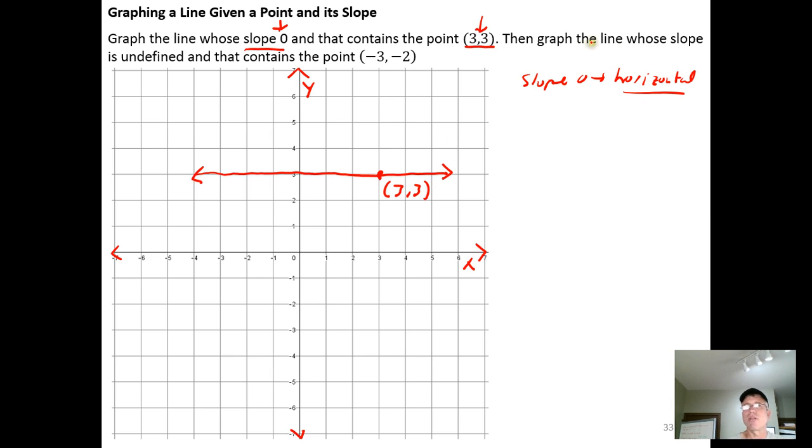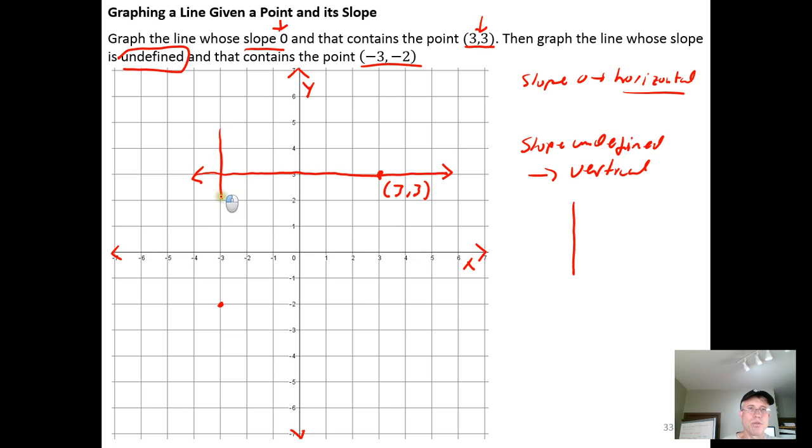Now I'm asked to graph the line whose slope is undefined, and that passes through the point -3, -2. So I plot input -3, output -2, and it says that the slope needs to be undefined, and what we need to recall is that if a slope is undefined, that implies that we have a vertical line. We have something that's got infinite slope, so we can't define it. So that means I have a vertical line through that point.